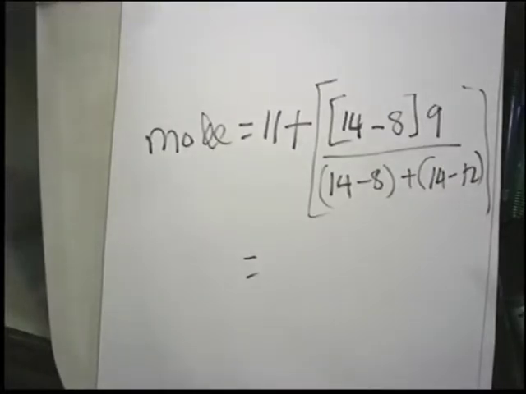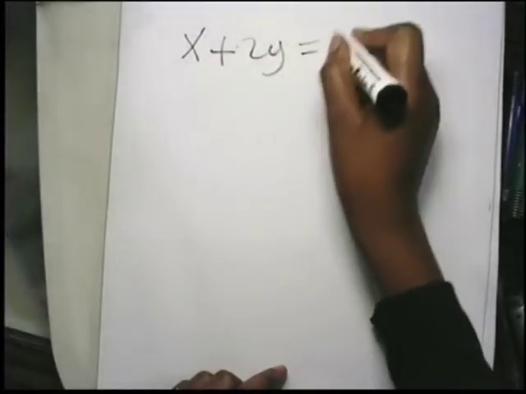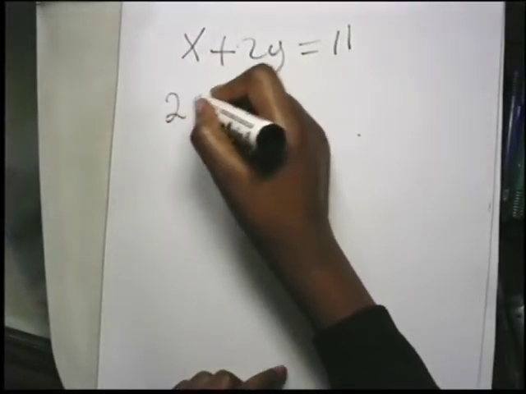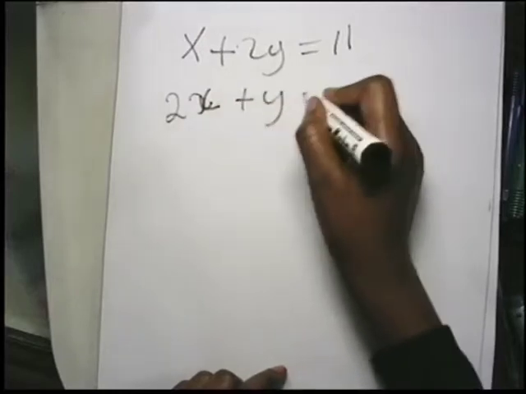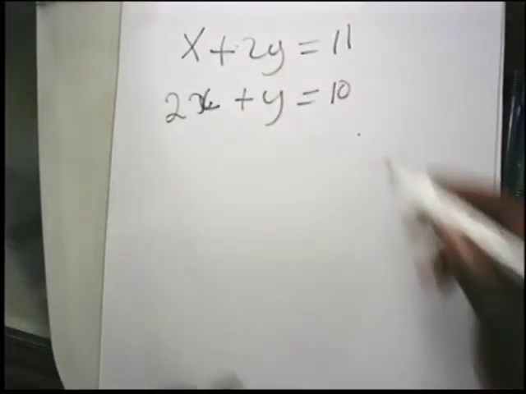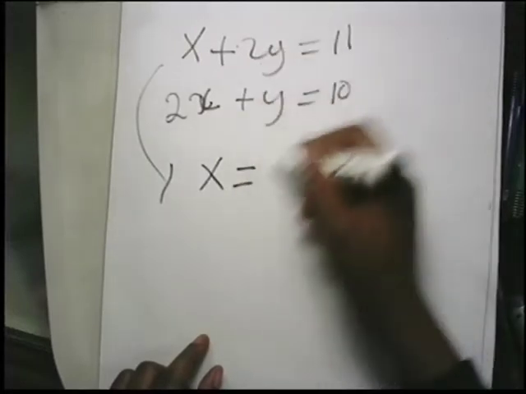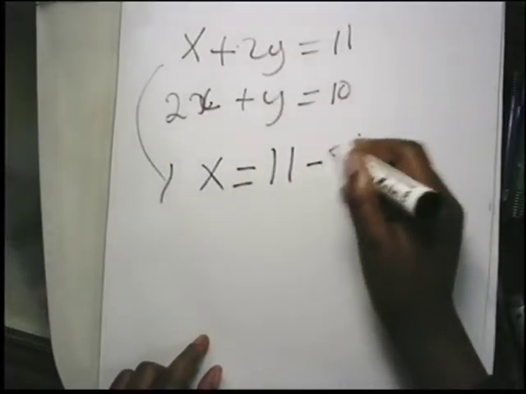Okay? Then we quickly move on to simultaneous equations, substitution and elimination method. When we are talking about the substitution method, for example, if we look at the first question there, we have x plus 2y equals 11, and then 2x plus y equals 10. We have to make one of the variables the subject of the formula. If we make x the subject of the formula from the first equation, we take 2y to the other side. You have 11 minus 2y.